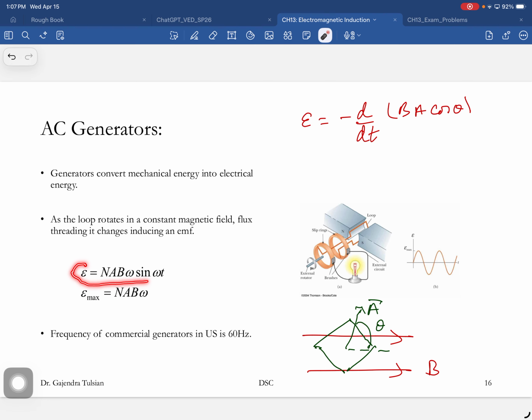And here's the form of the voltage. Omega is the angular speed at which you're rotating the wire. The amplitude of the voltage is N A B omega. N is the number of turns of wire, A is the area of the wire, B is the magnetic field strength, and omega is the angular speed at which you're rotating.